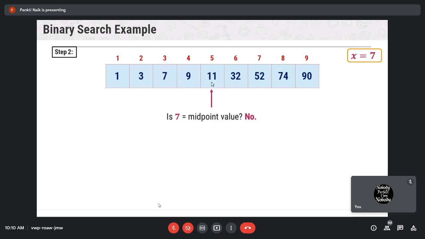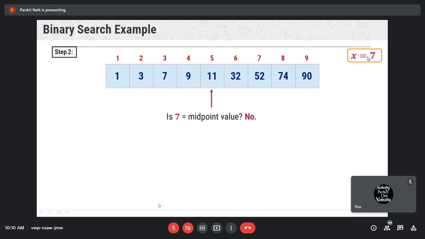Less than midpoint value, right? So if your key value is less than the midpoint value, then search in the left subtree. Whenever you divide your array into two partitions with the use of the midpoint value, the elements before the midpoint value become the left sublist, and the elements after are known as the right sublist. So if your key value is less than the midpoint value, search in the left sublist, and if it is greater than the midpoint value, search in the right sublist.